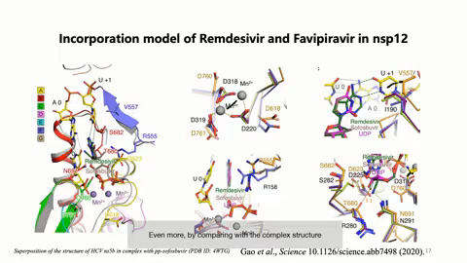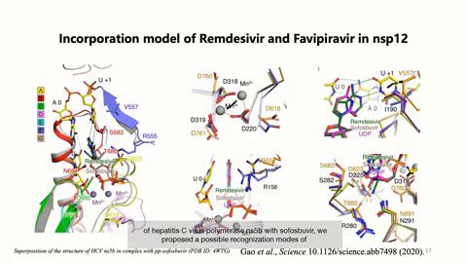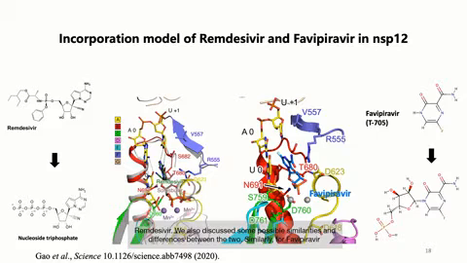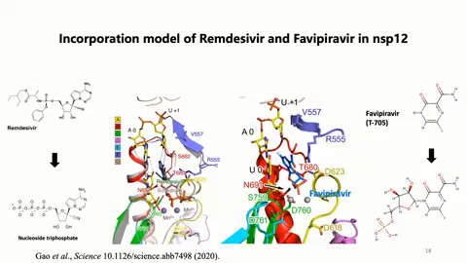Even more, by comparing with the complex structure of hepatitis C virus polymerase NS5B and sofosbuvir, we propose a possible recognition mode of remdesivir. We also discuss some possible similarities and differences between the two. Similarly, favipiravir, another nucleotide analog, may work through a similar mechanism.